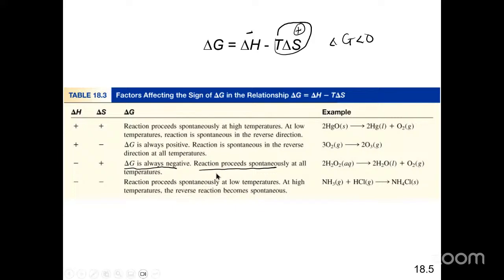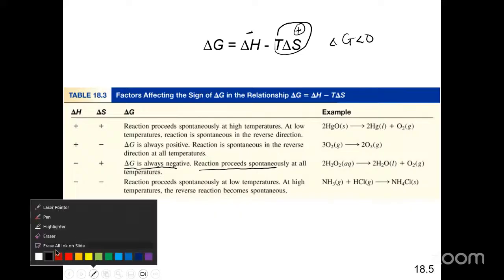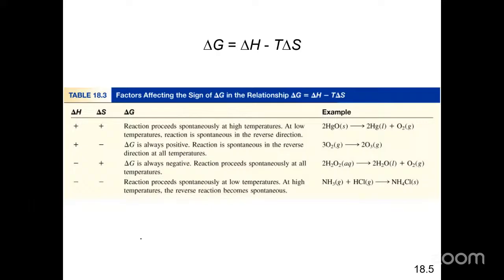And then the final situation here, where both delta H and delta S are negative, all right? What will be the situation for delta G? Here, as in the case of the first example, it depends on the temperature, right? So let's look at where the temperature is high, right? If the temperature is high, that means that this part here will be large and negative.